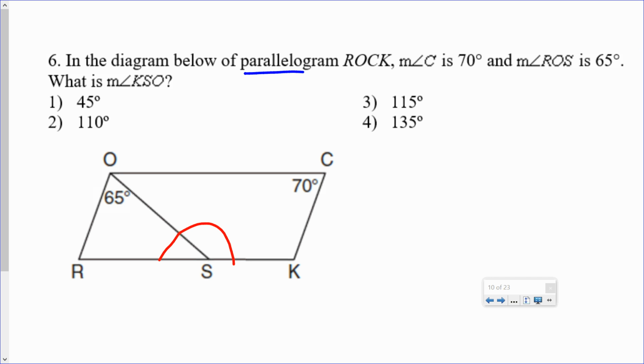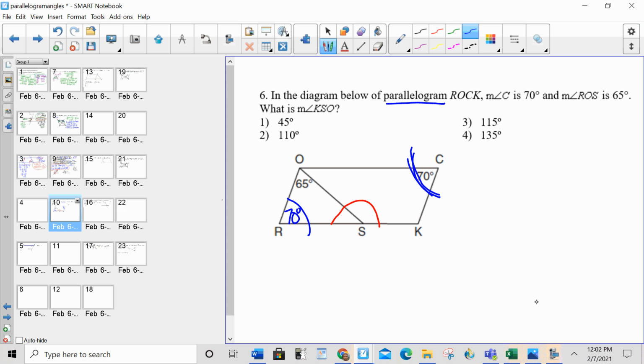So it's telling me that it's a parallelogram. The key property for parallelograms, I think, for angles at least, is that opposite angles are congruent. So if this angle is 70, then this angle is 70, because opposite angles of a parallelogram are congruent. Now I see a triangle. Look for angles of a triangle. Whenever I have two angles of a triangle, I can find the third by adding them to equal 180.